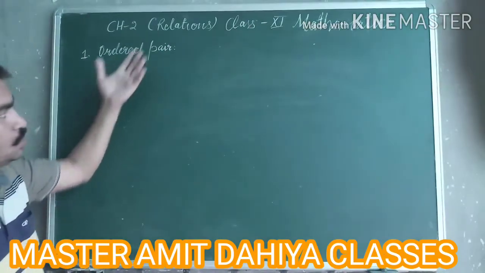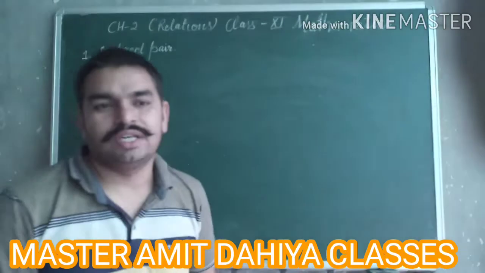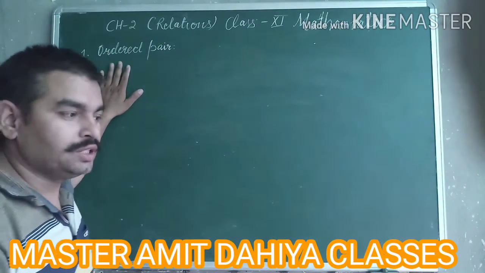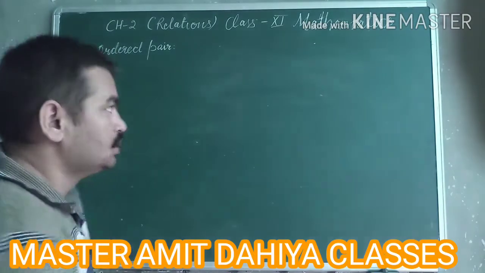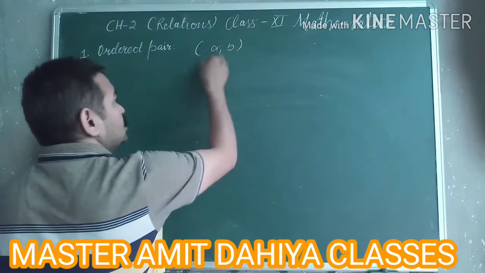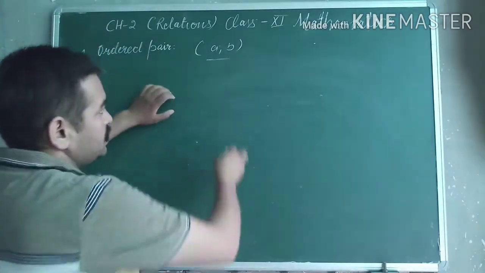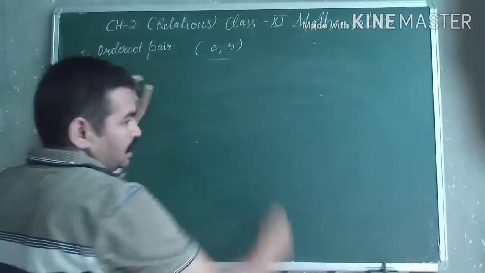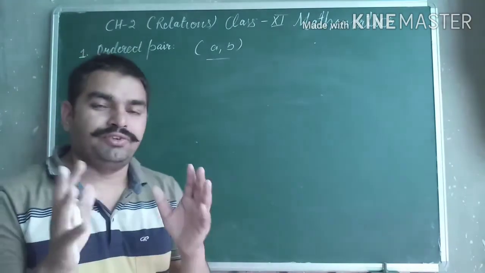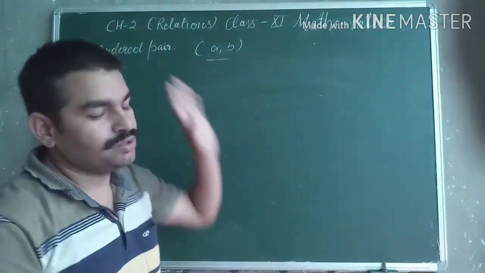So to understand relations and functions, first we have to understand ordered pairs. First of all, I am going to define the ordered pair. What do we mean by an ordered pair? An ordered pair consists of two elements A and B, joined with each other in a fixed order. It means the relationship between A and B is a fixed order.